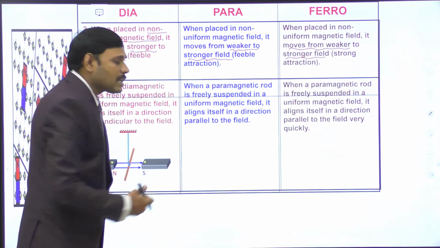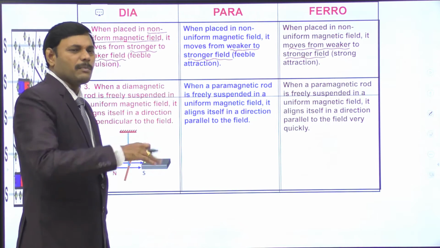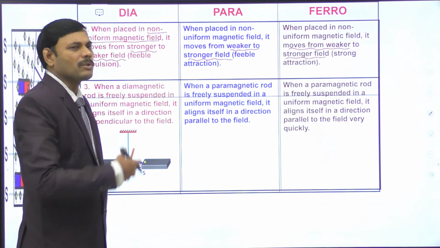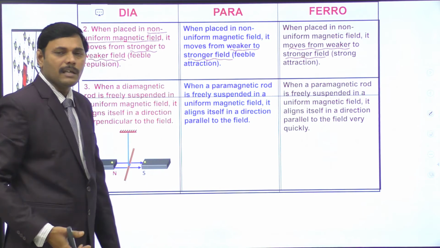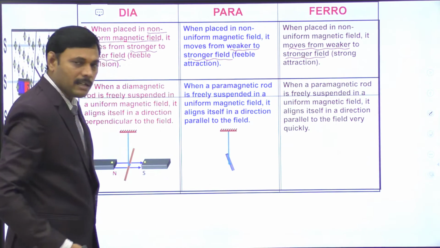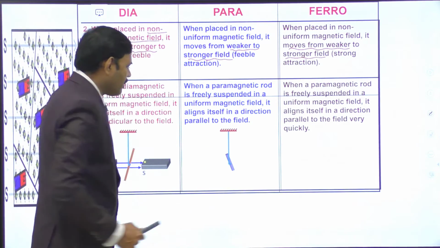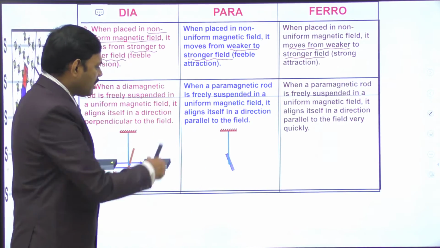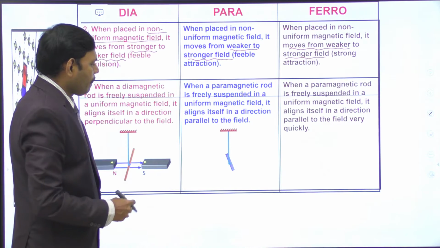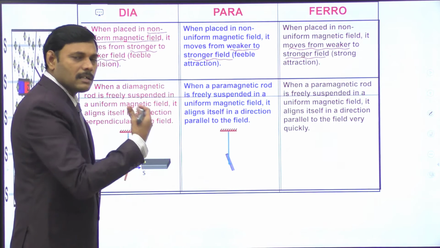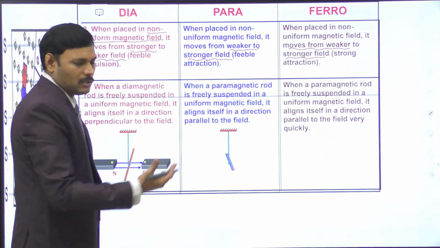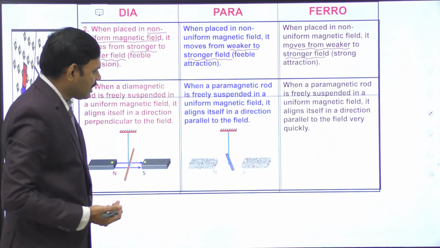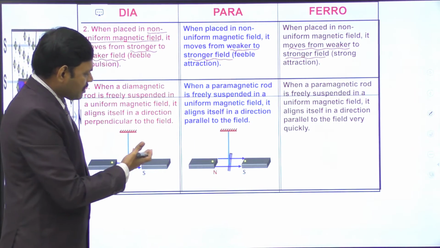Whereas paramagnetic substances are attracted by the magnet, feebly attracted, so they must align. If you suspend a paramagnetic in a magnetic field, let this be a paramagnetic. Look into the animation. We suspend the paramagnetic in a magnetic field. It is attracted by the magnet so that it comes parallel to the direction of the magnetic field. We observe the same thing in that animation.